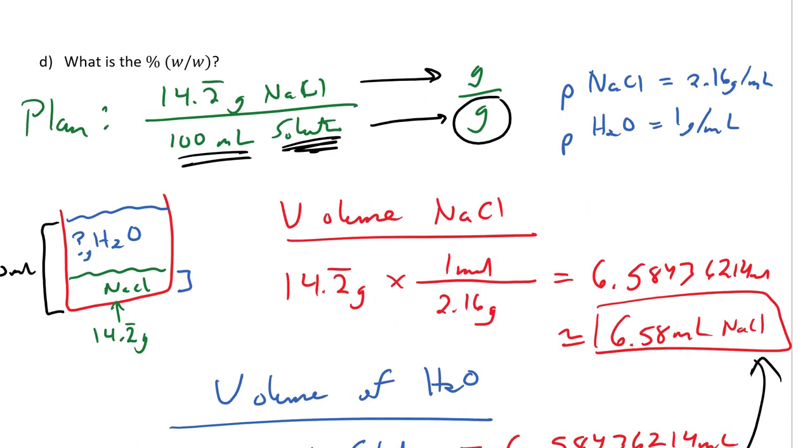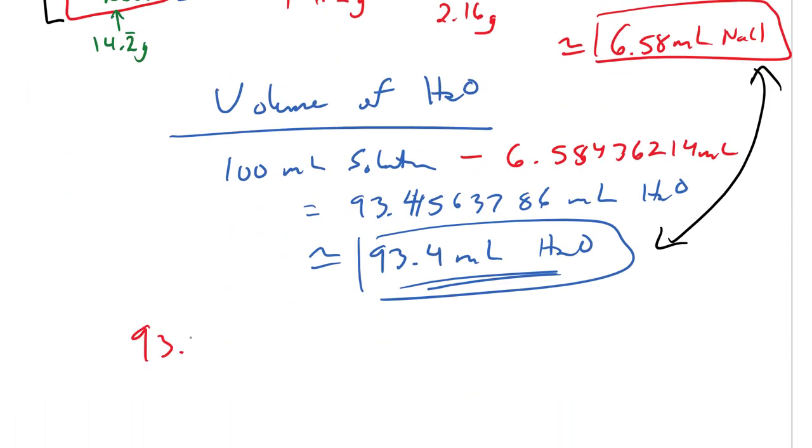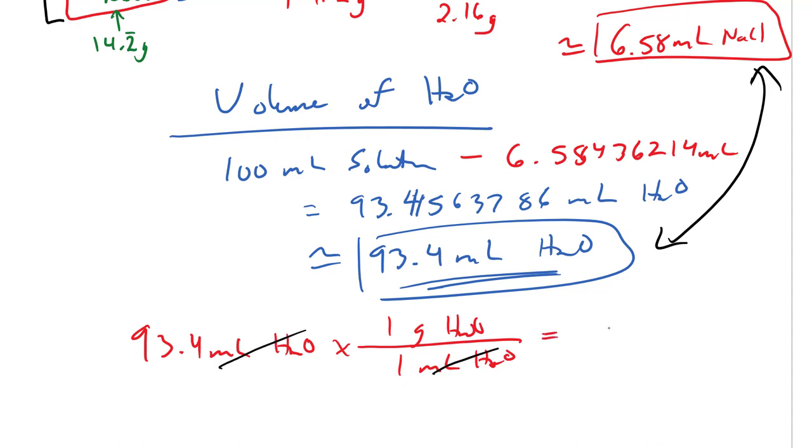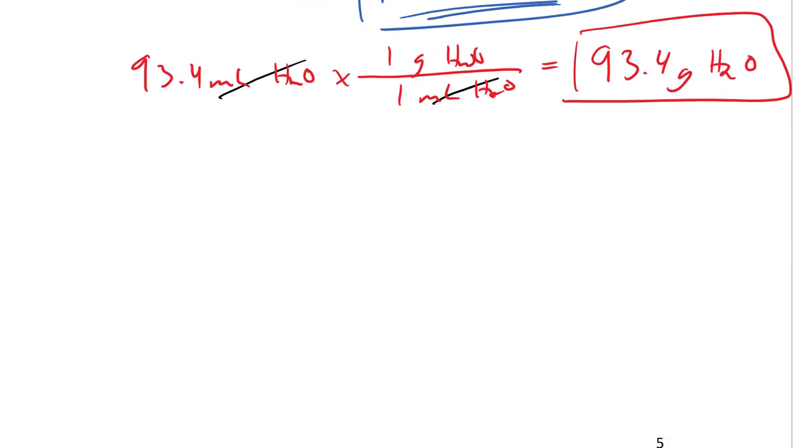Now we want weight by weight. Consequently, here I have 93.4 mils of water. I will use the density of water. 1 mil is 1 gram of water to convert to the mass. Now you could just do this in your head, but I want to show you the work. 93.4 grams of water.